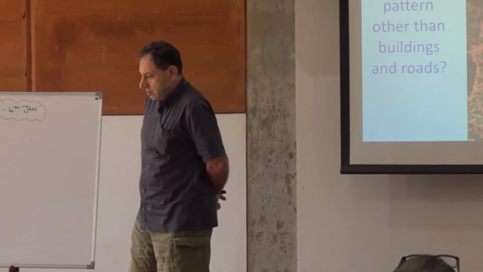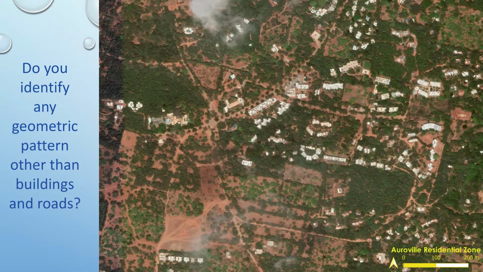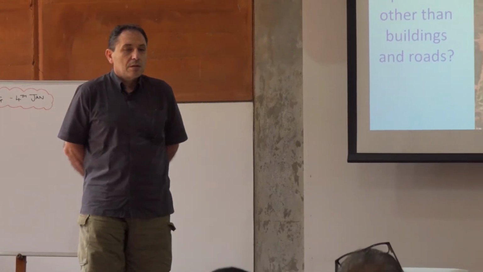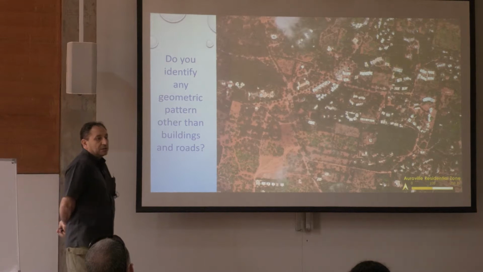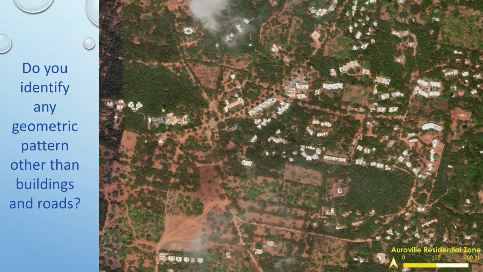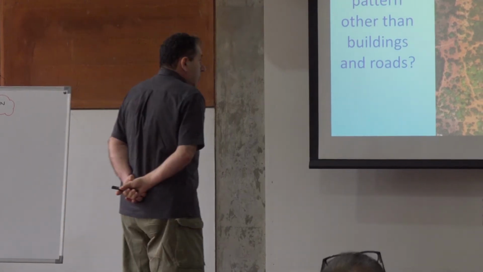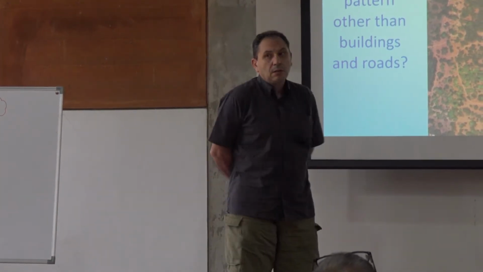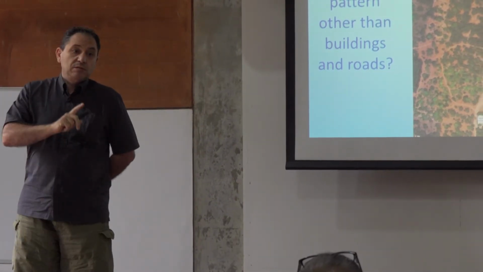When we look at an image from the air, like this one, Google Earth, we have to look at the things which are on the ground with a certain, let's say, depth. Do you recognize any geometric pattern in this picture, other than the road and the buildings? What are these lines? These lines are usually lines of palmyra trees. Now, palmyra trees have been planted here for a very specific reason.